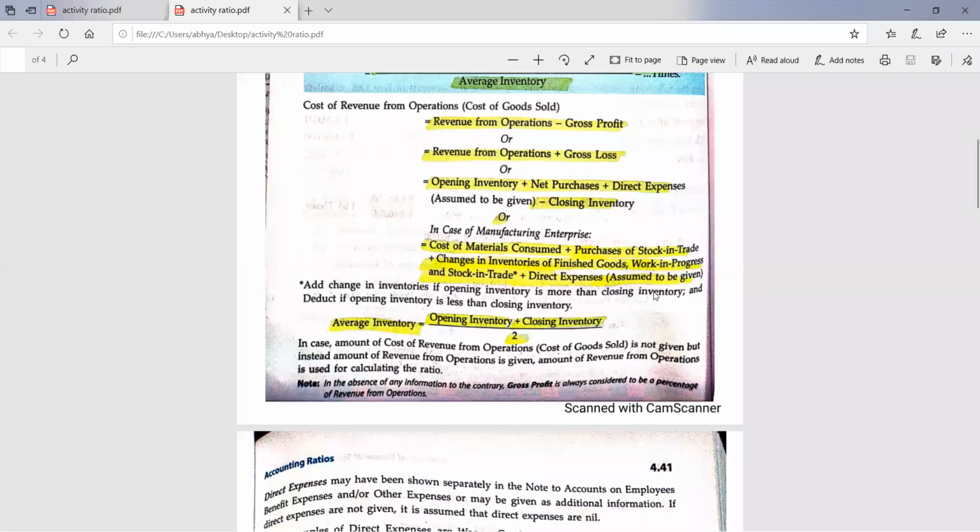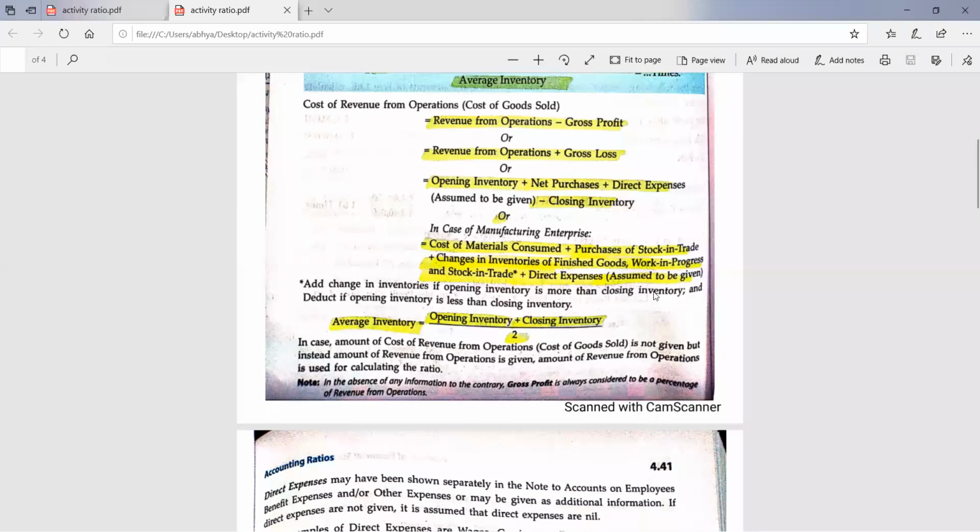If gross profit and RFO are given, then you will use the first formula. Only when RFO or gross profit are not given, then you will use the last formula, or the third formula. The third formula is opening inventory plus net purchases plus direct expenses minus closing inventory. In 11th we have already done this. Then if cost of material consumed is given, then you will use this formula. So try to learn these formulas. If you do not learn them, then you will not be able to apply them to solve the given questions.